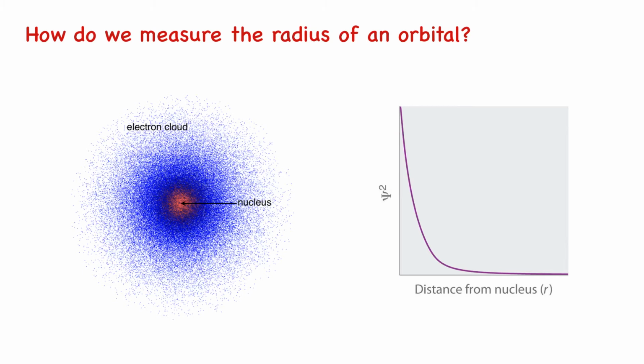The 1s orbital looks like a sphere. However, the boundary of that orbital cannot be precisely defined because the probability of finding an electron decreases with the radius, but it never becomes zero. Therefore, it is not obvious how we measure the radius of an orbital. So we use an arbitrary definition to describe the exact size of an orbital.